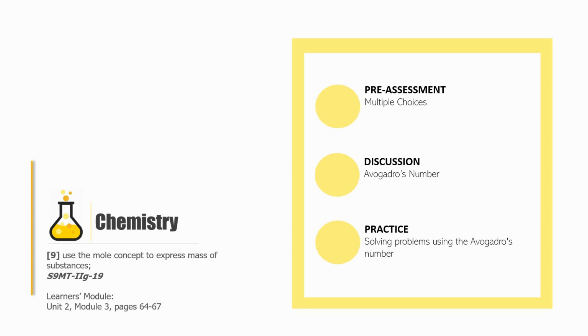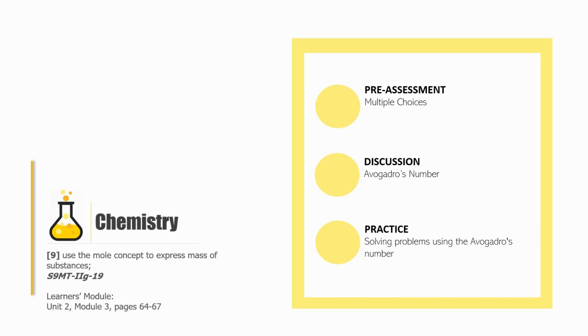This is Chemistry 12. For this session, we will be having a thorough discussion, or actually a session intended for the learning competency number 9, which is using the mole concept to express masses of substances. If you may need to follow through with the learner's module, you can open them in Unit 2, Module 4, pages 64 to 67.